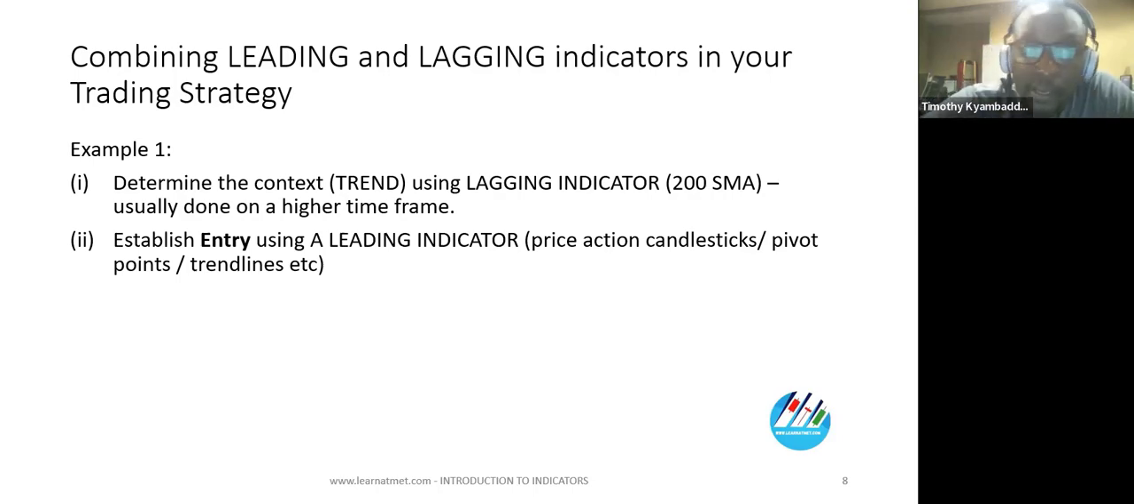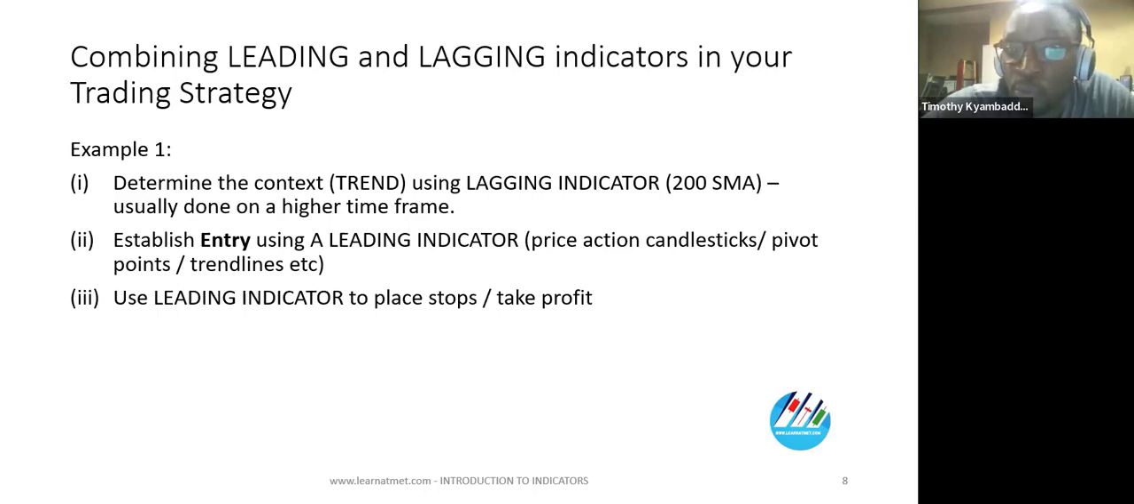In a strategy like this, the leading indicators will also help us to put stops and also know when to take profits. And this is especially very good with the pivot points or pivot lines. It's also very good with the Fibonacci extensions and retracements. They are usually very good points for you to know when you should take your profits, where you should put your stop losses. So the leading indicator is also very good at this.